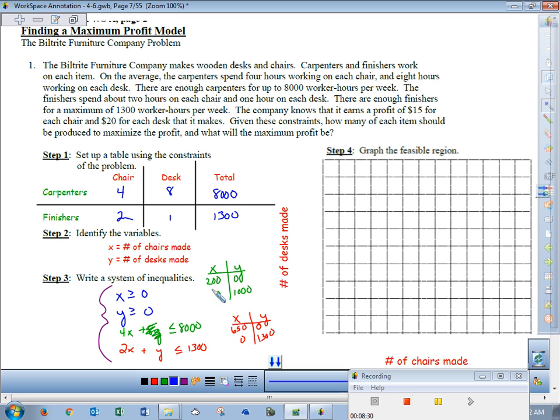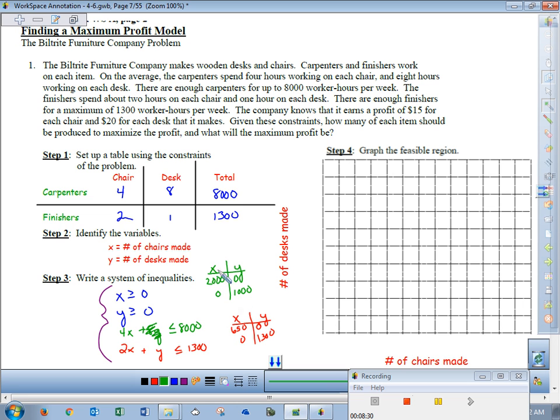Wait a minute, that's 2,000. I made a small mistake. This x-intercept should be 2,000. 8,000 divided by 4 is 2,000. I'm sorry, I missed a 0 in that situation. So, my bad. I'm glad I caught myself. Again, I screwed up here. When I substitute 0, that should have been 2,000, not 200.